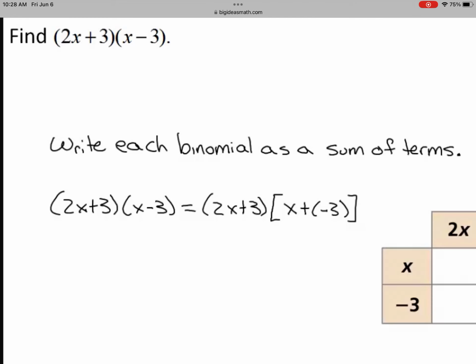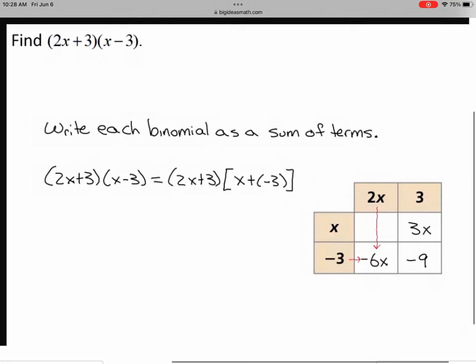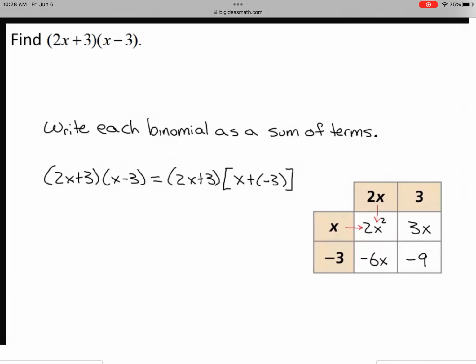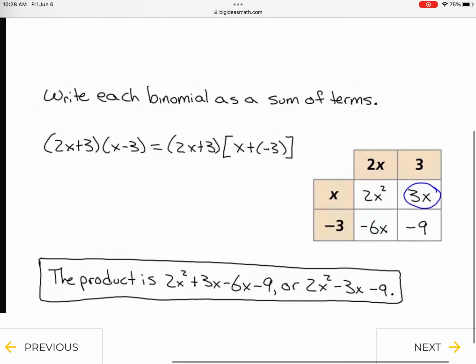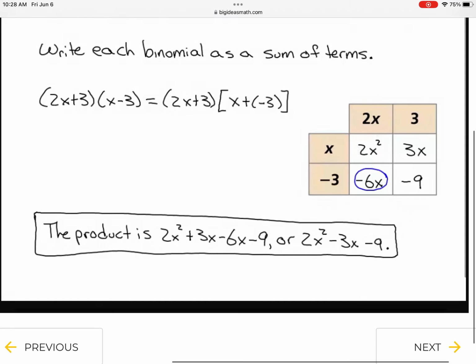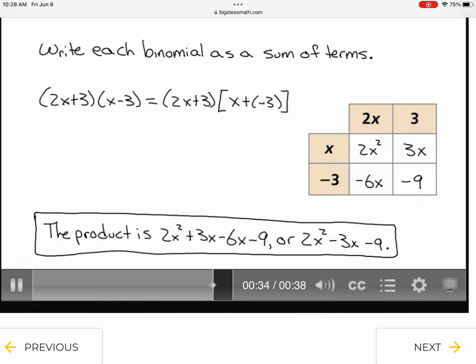Next, make a table. 3 times negative 3 is negative 9. 3 times x is 3x. 2x times negative 3 is negative 6x. And 2x times x is 2x squared. So the product is 2x squared plus 3x minus 6x minus 9, or 2x squared minus 3x minus 9.